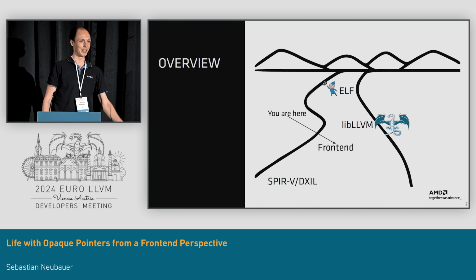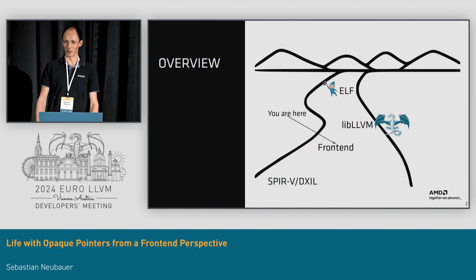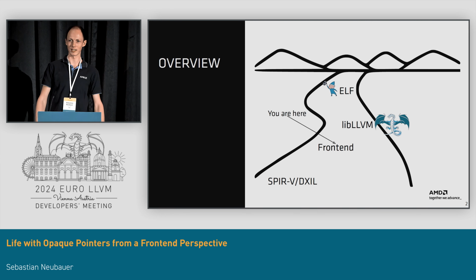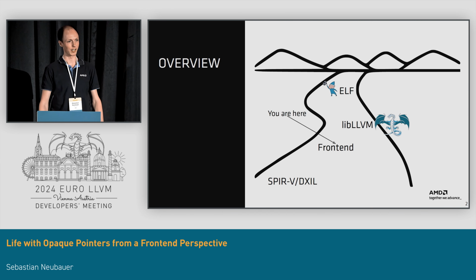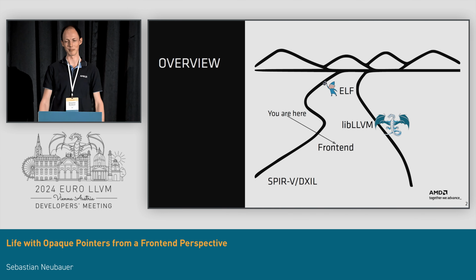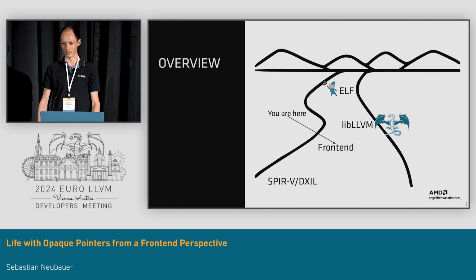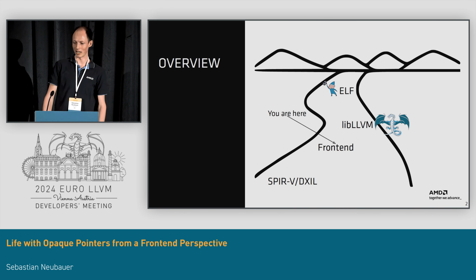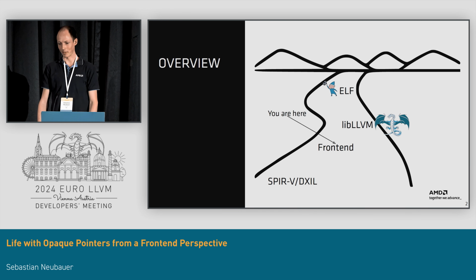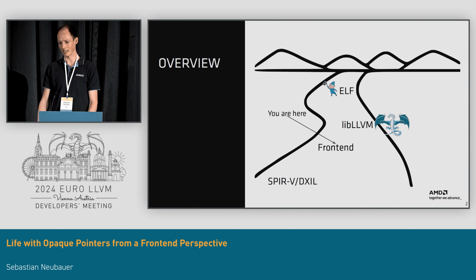So, where are we? We see our way before us. We start with some intermediate representation already, which is for us either SPIR-V or DXIL. Then we go to the front end that then transforms that into LLVM at some point and runs some transformation on that. Then we give that to LLVM as our backend. And in the end, we get out an ELF. So I'm mostly talking about the front end in the next 10 minutes.